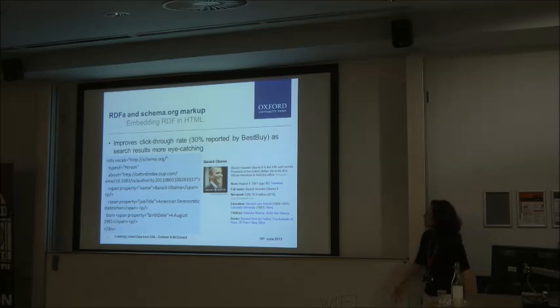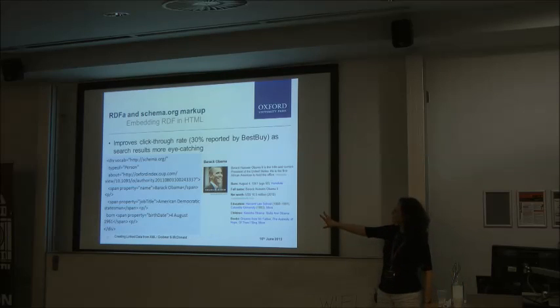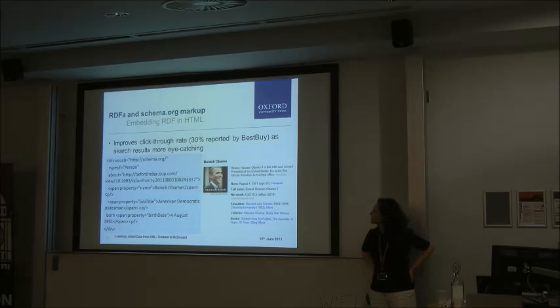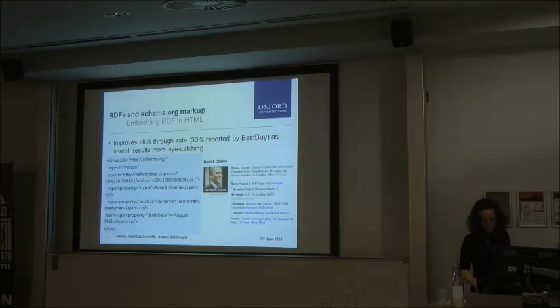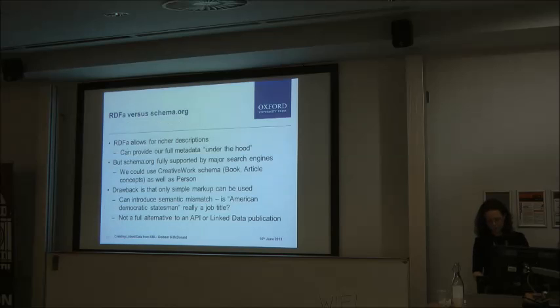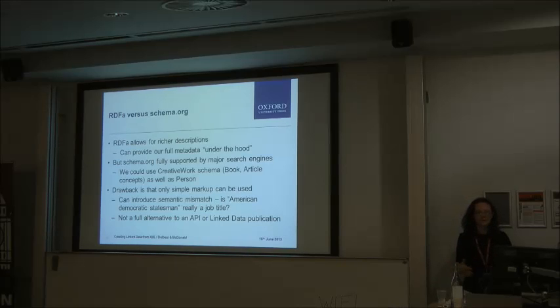The example that we might have for some of our data using the schema.org vocabulary for person would be that we would have our information about Barack Obama with his name, his job title, and his birth date. So that's one thing we could do with schema.org. RDFa is better because it allows rich descriptions, and we would be able to provide all of our metadata embedded in the HTML. But schema.org is the one that's supported by the major search engines.